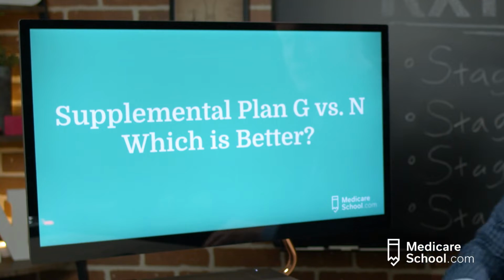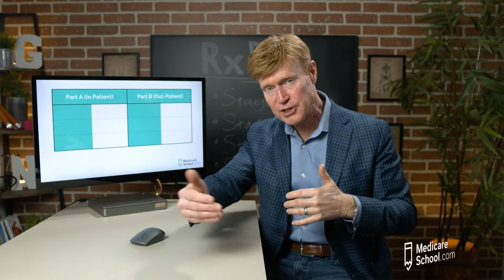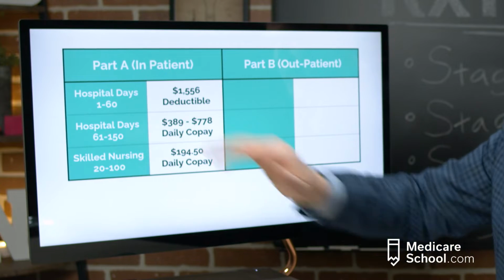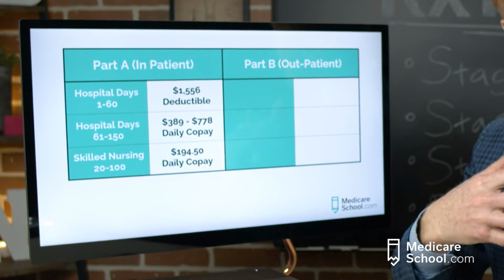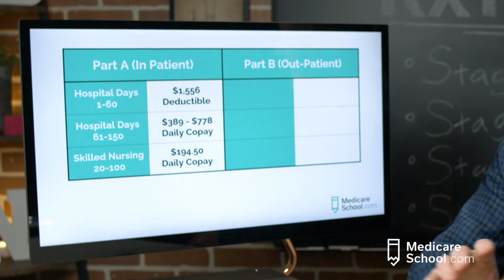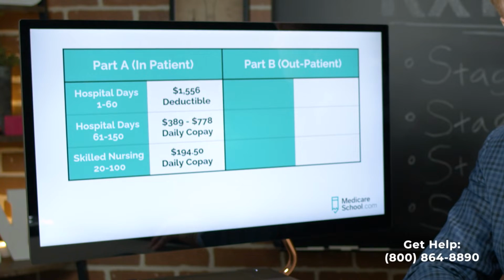Now, today's topic is actually a question about supplemental plans. First of all, to understand supplemental plans, we have to be reminded of the gaps that exist in original Medicare. These gaps are your financial liabilities. Medicare pays first, but these gaps will be your responsibility. And so we have three gaps on the A, and those are these. If I go to the hospital, my gap or my responsibility for that hospital stay is the deductible of $1,556.